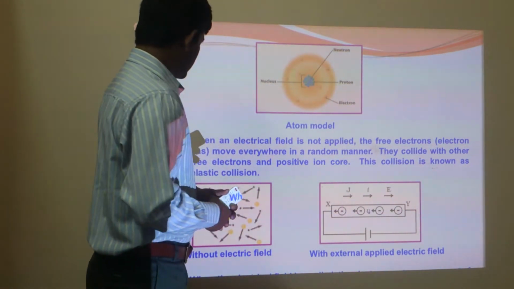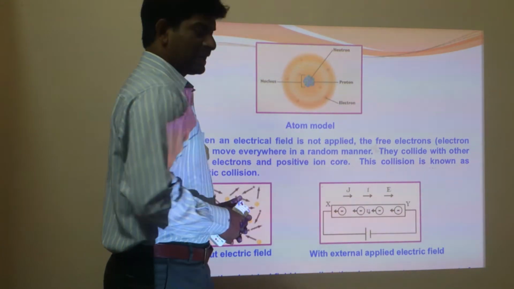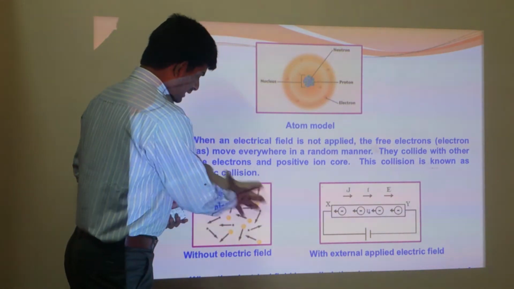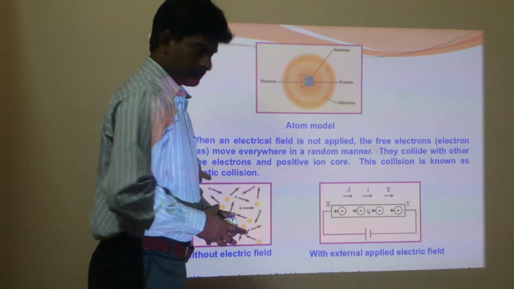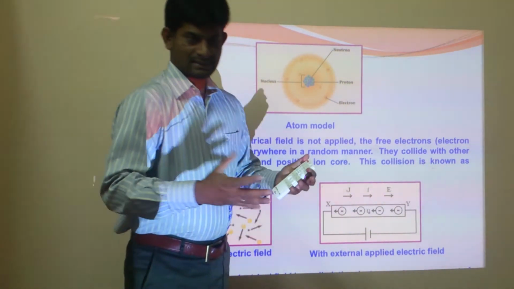And here in classical free electron theory, there are two cases considered. One is without an external electric field. See here, the electrons don't have any proper direction. They are moving randomly here and there, like molecules in a gas.